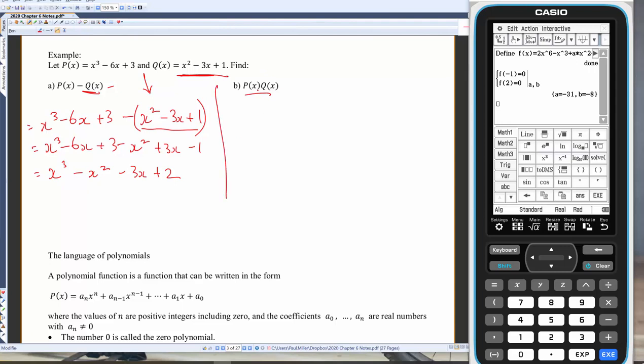All right, this is a bit nastier. Oh, don't really want to do this. Okay, this is saying we're going to multiply these two functions together. So what we're going to do is say that this is equal to x cubed take away 6x plus 3, x squared take 3x plus 1. Oh, this is pretty nasty.